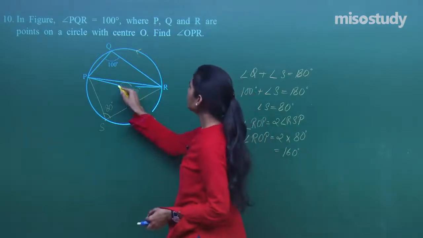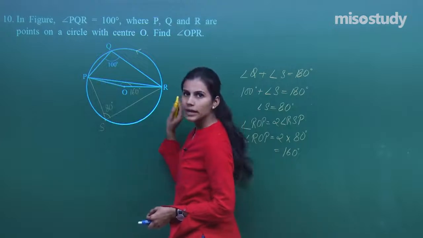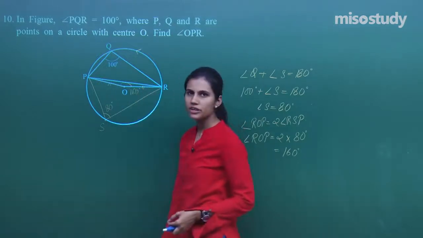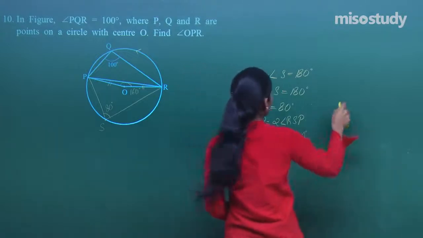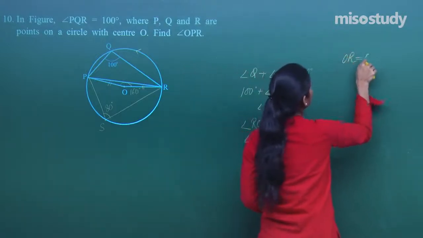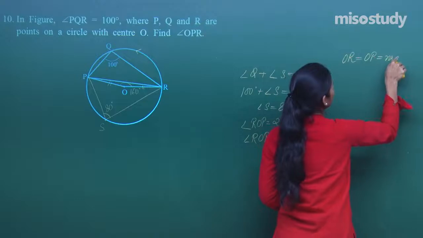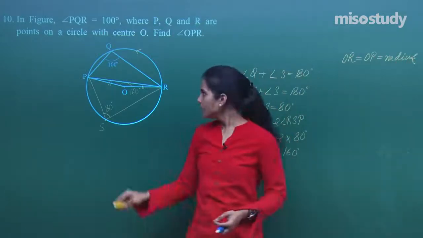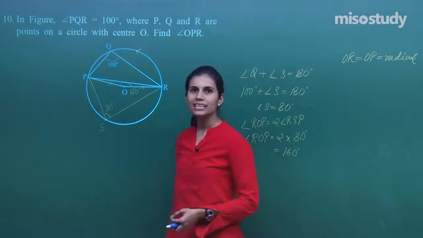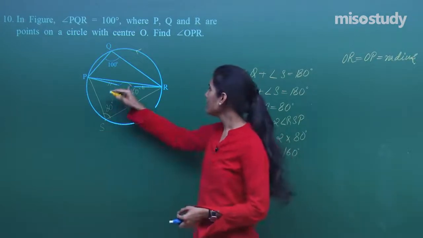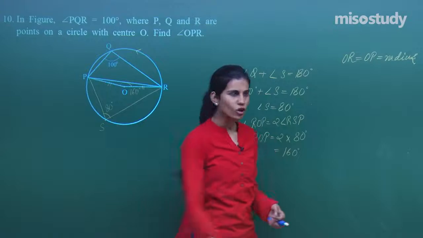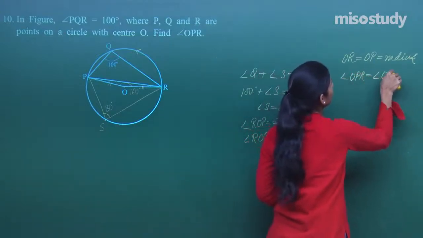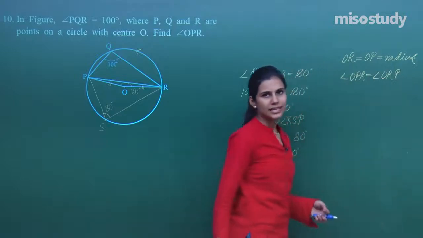Now come to triangle OPR. I have to find angle OPR. You know that OR is same as OP because it is representing the radius. So if I have OR is same as OP, as they are both equal to the radius, in this triangle, if OR is same as OP, angles opposite to equal sides are equal. So I will have angle OPR is same as angle ORP. Angle OPR is same as angle ORP because angles opposite to equal sides are equal.